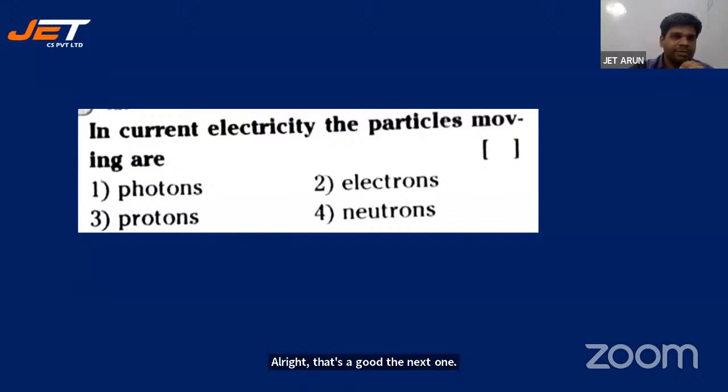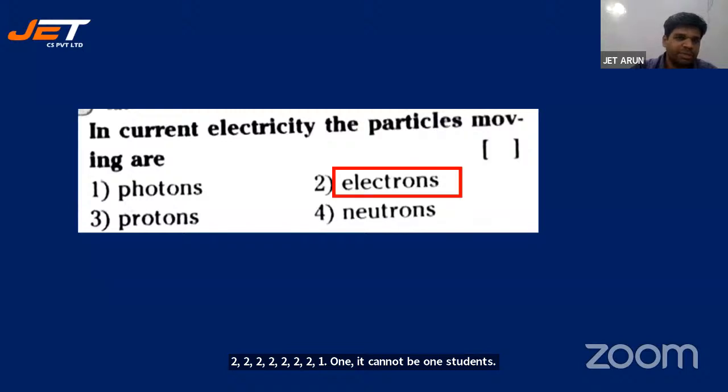In current electricity, the particles moving are photons, electrons, protons, neutrons. So what is it which is moving? Okay, Taruni, right. Consistent response again. No, I got a wrong answer. Vishwanath has a confusion. That's okay. Learn from this mistake. It cannot be one, students. Okay, look at the key. Two is absolutely right, students. Yes, Sarvesh, excellent. Electrons can only move. Excellent. Let's go for the next one.